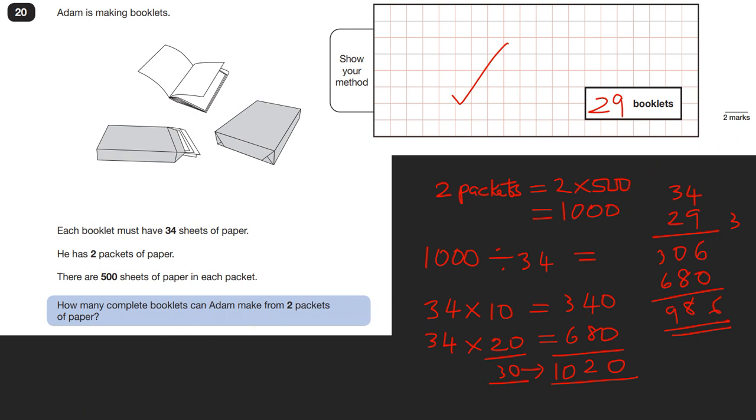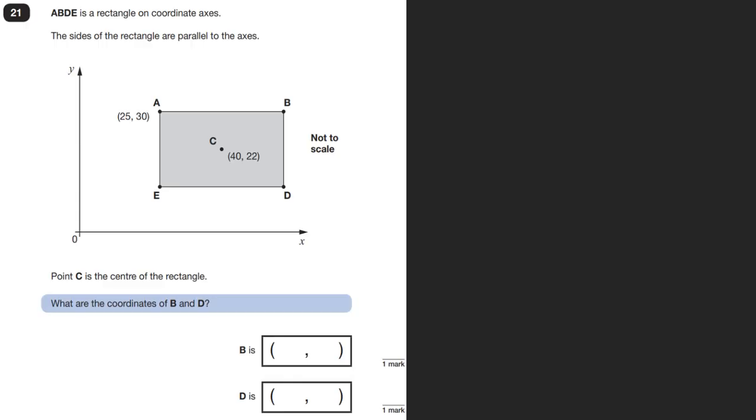Question number 21. ABCD is a rectangle on coordinate axes. The sides of the rectangle are parallel to the axes. Point C is the center of the rectangle. What are the coordinates of B and D? If I draw a dotted line here, this mark is 25. And if I make a dotted line here, this mark is 40. So 25 and 40, the gap is 15.